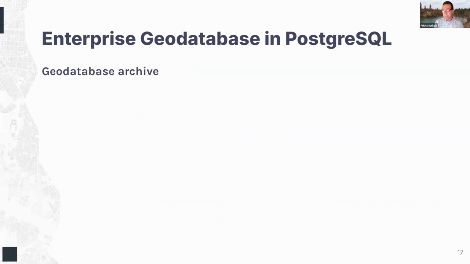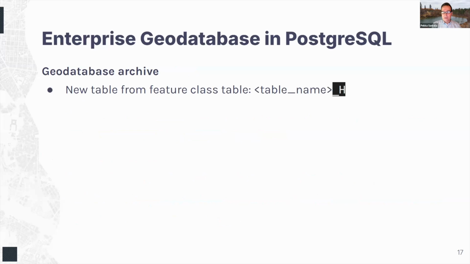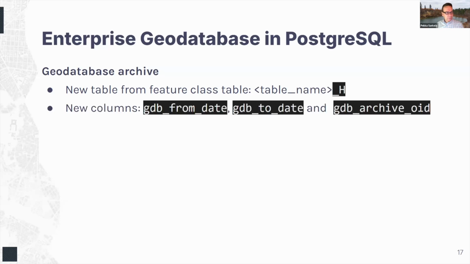Then some mentions about when we have created the systems out of the Enterprise Geodatabase. There's a Geodatabase archive, which is a way to archive the data when you edit it. There's a new table from the feature class, table _H, which is uppercase, which makes me think there are some worries because PostgreSQL usually uses lower case. And there are new columns to handle those archive information.